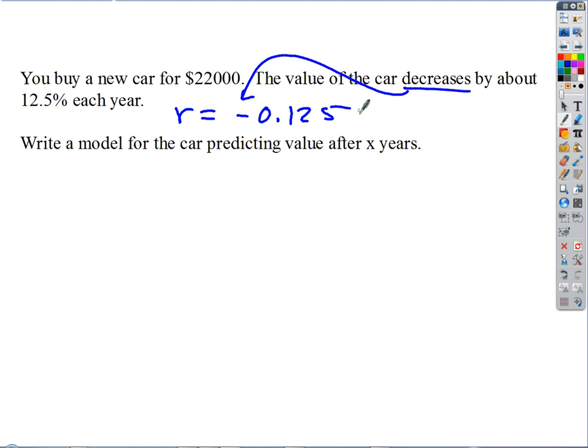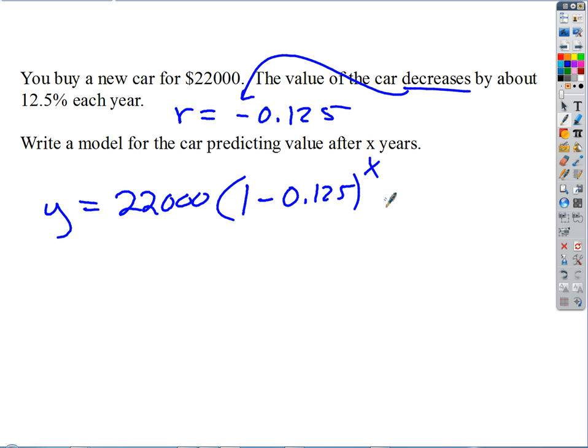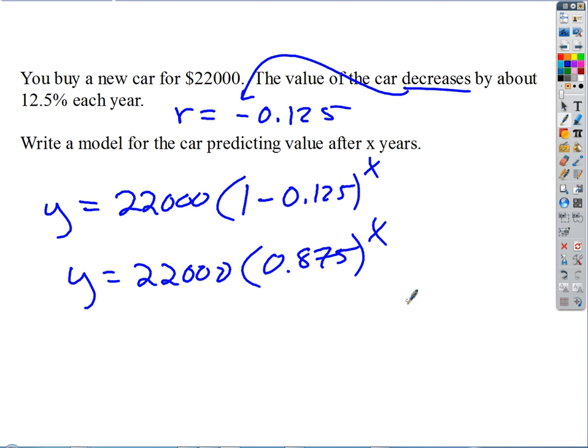Okay. So then, if we want to write this model out, what's our initial amount? 22,000 times 1 plus negative, so 1 minus 0.125 to the x. So that's just 22,000. What's 1 minus 0.125? 0.875. I told him that. That's it.